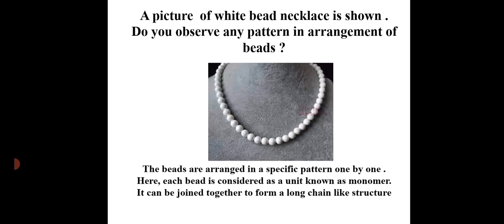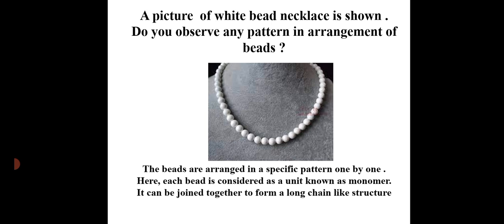A picture of a white bead necklace is shown here. Do you observe any type of pattern in the arrangement of beads? The beads are arranged in a specific pattern one by one. Here, each bead is considered as a unit, that is a monomer. Each bead in this necklace is considered as a unit. The repeating unit is a monomer. It can be joined together to form a long chain-like structure.